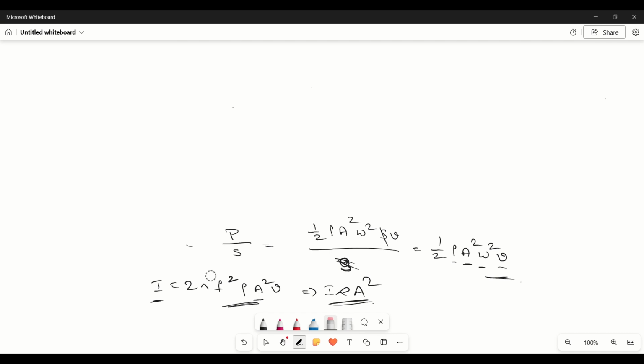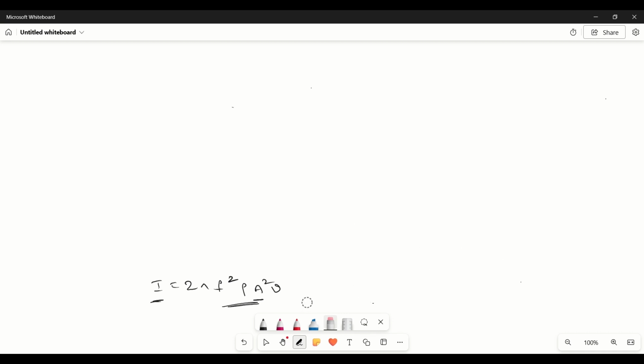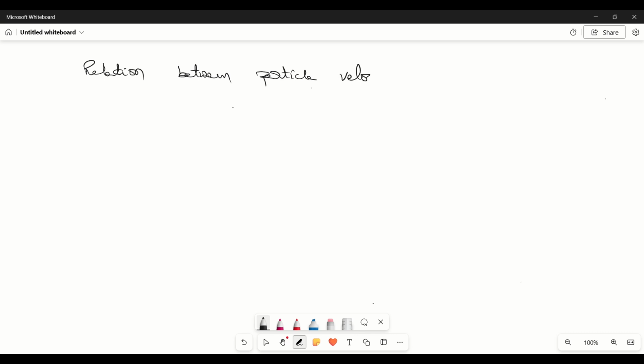Now the relation between particle velocity and wave velocity is represented as particle velocity equal to minus of v into slope of a wave. This shows the relation between particle velocity and wave velocity.